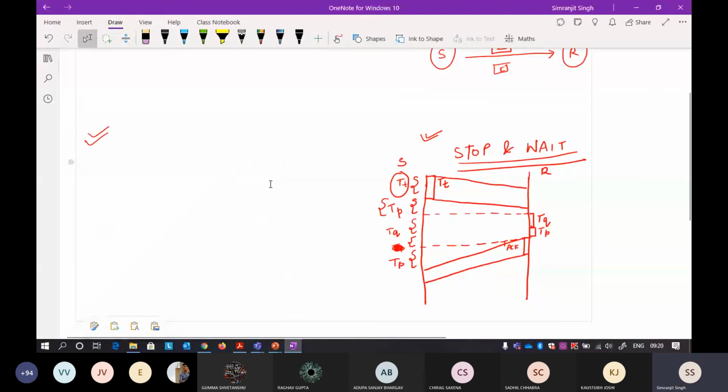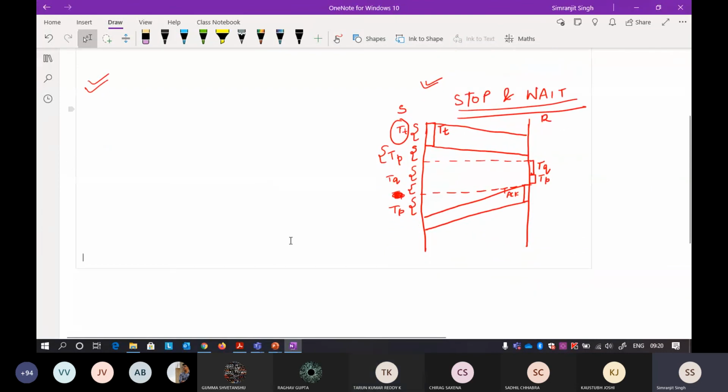Can you tell what is the difference between transmission and propagation? Okay, so the transmission time is to put the packet onto the link. So this is your transmission time. And propagation time is when the packet goes from the sender to the receiver, when the last bit of the packet reaches from the sender to the receiver. Transmission time is to put the packet onto the link, and when the packet goes towards the receiver, that much amount of time is called your propagation delay.